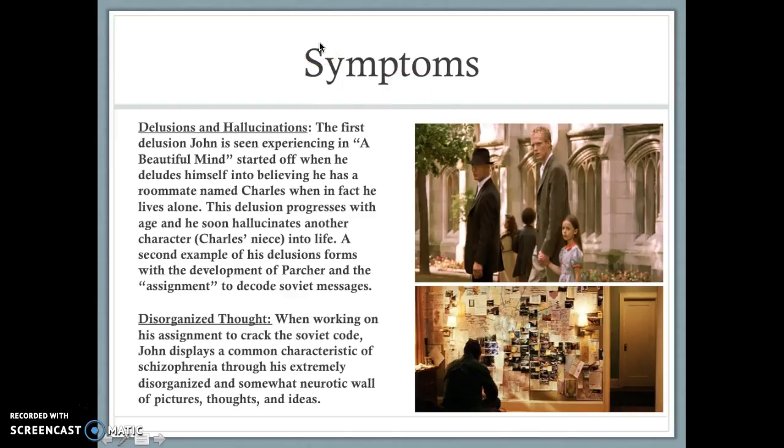The second symptom is disorganized thought. So when he was working on his assignment to crack the Soviet code, which is a delusion, John displays a common characteristic of schizophrenia through his extremely disorganized and somewhat neurotic wall of pictures, thoughts, and ideas.